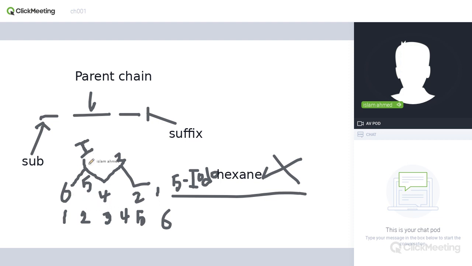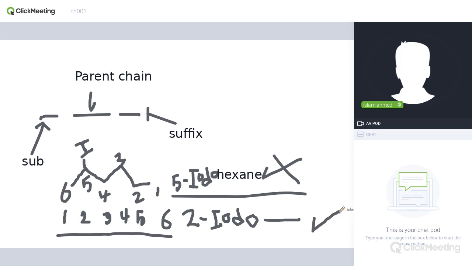So now if we count from the left side, we will have the substitution of 2-iodohexane. Okay, iodohexane. So which one is correct? That one. I have mentioned that so the information sticks in your mind, to pay attention to it. So this is the most important thing, that we give the lowest number to the substitution we have.